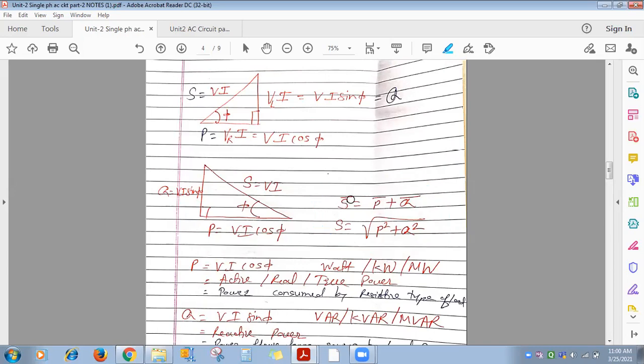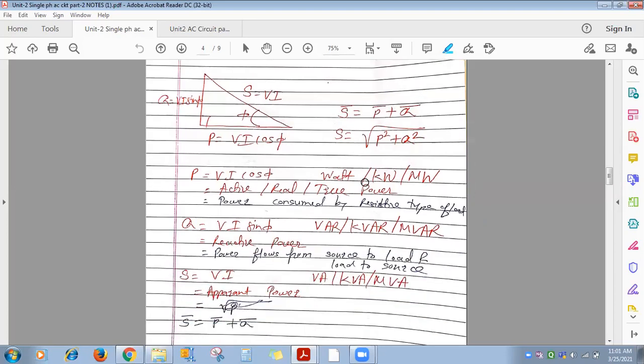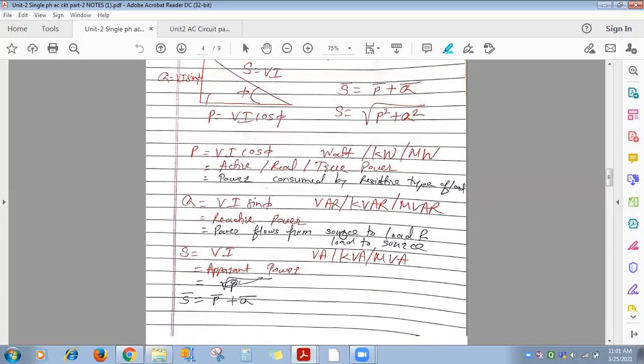You can write this equation in phasor: phasor addition of P and Q is equal to apparent power S, or S is equal to square root of P square plus Q square. Sometimes in numericals you can use this formula to calculate apparent power. Or P is equal to S cos phi, Q is equal to S sin phi. Like this you can use these formulas to calculate unknown parameters. Clear about the power triangle? Any difficulty about this?